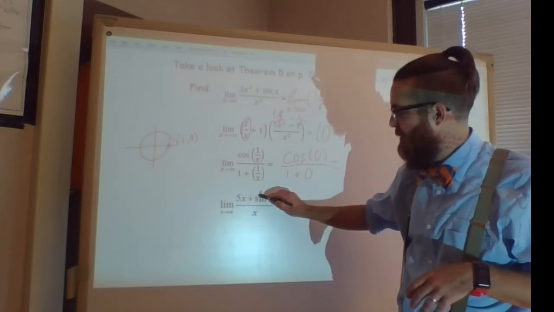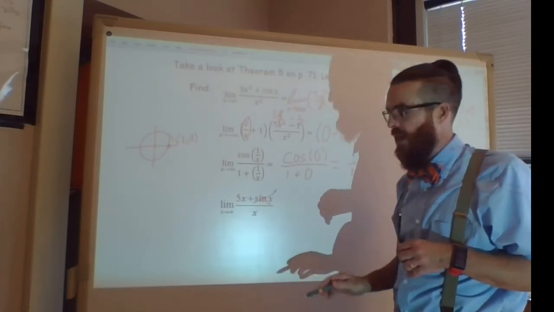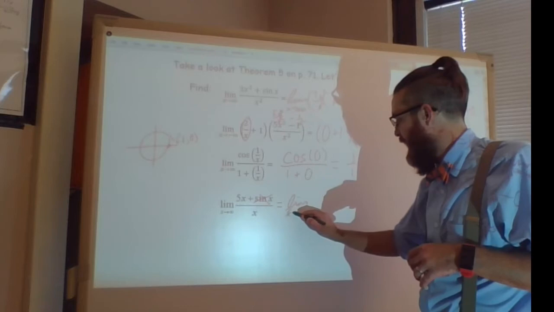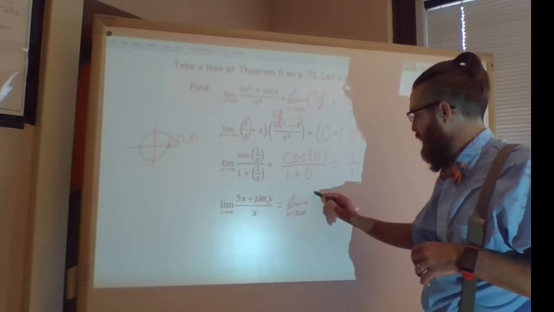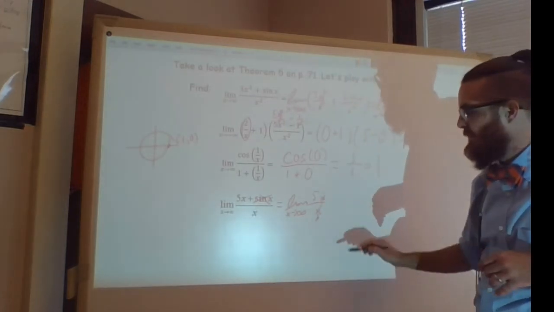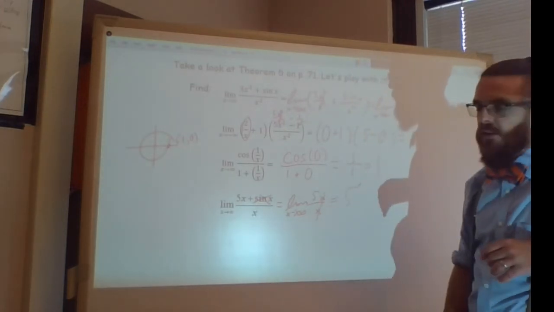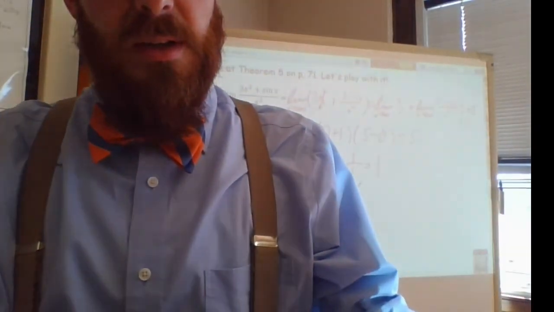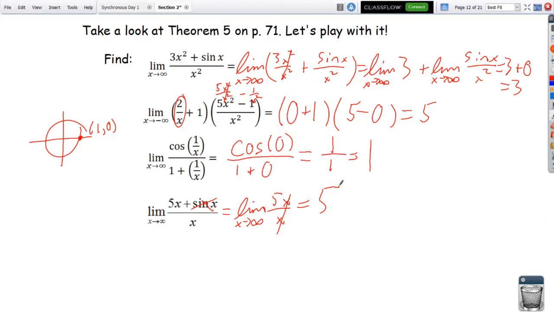In this type of problem, I would just say bye-bye to sine, and this ends up being the limit as x approaches infinity of 5x over x. Cross off those x's, I end up with the limit as x approaches infinity of 5, which is itself just 5. Again, we'll practice with some of these problems in class tomorrow, but you can really whip through these problems as fast as possible. Let's make sure we get them all right.